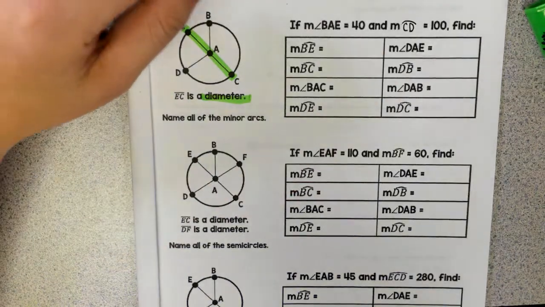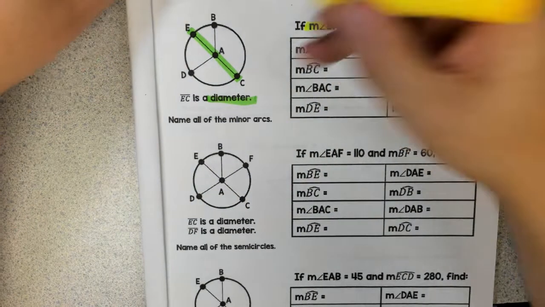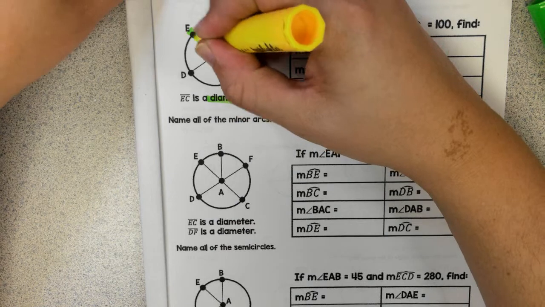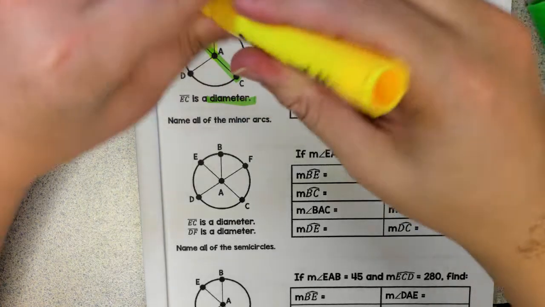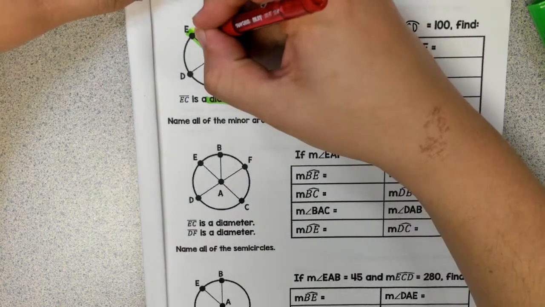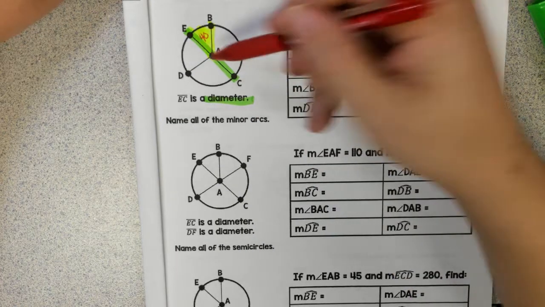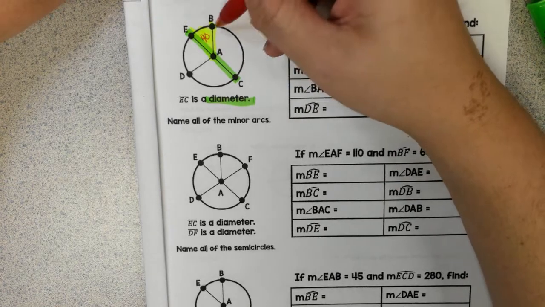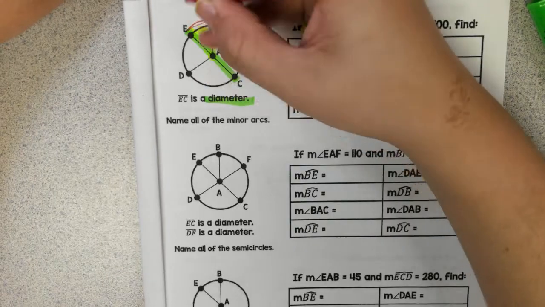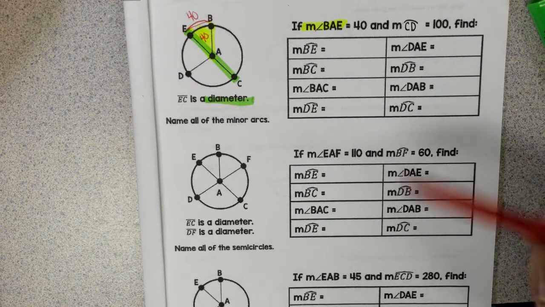BAE. So let's do BAE in yellow. So I'm going to highlight BAE in yellow, and then I go B to A to E. So this part right here is going to be 40. Let's put a 40 in there. Okay, and it says angle, so it's going to be this angle down here, which means that the arc EB, so the arc here, is also 40. Okay, because the angle and the arc are the same.